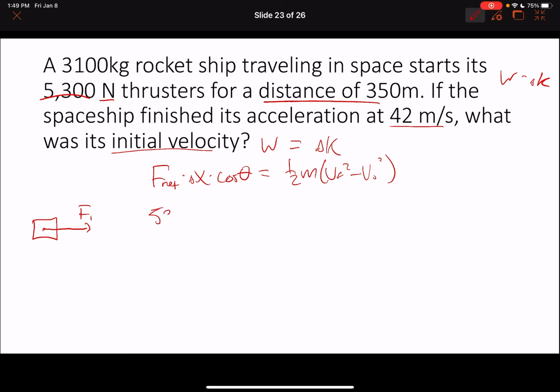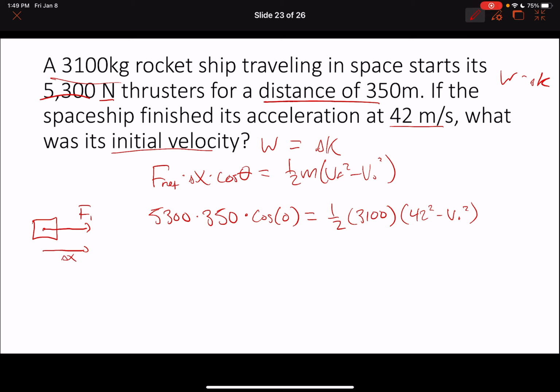It's 5,300. What's my displacement? Well, my displacement is 350. That's how far I travel. And my angle, what's my angle between the two? Well, my force is to the right and my displacement is to the right. Therefore, the angle between those two is 0. So cosine of 0 times 1/2 times my mass, which is 3,100, times my final velocity. It finished my acceleration at 42 meters per second, so my final velocity is 42. I'm looking for my initial velocity.